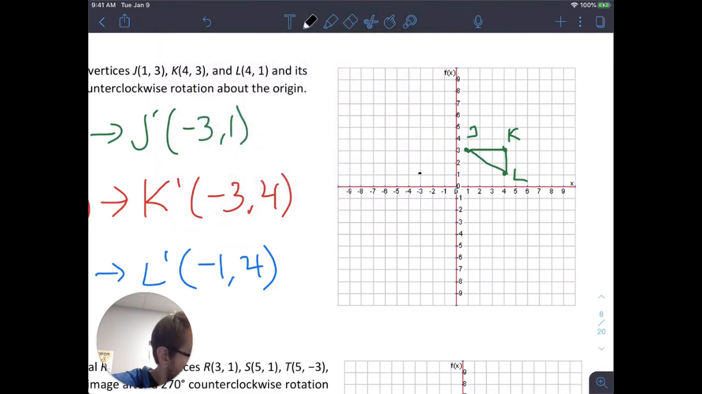-3, 1, -3, 4, -1, 4. There's J prime, K prime, and L prime. And so there, this triangle has been rotated 90 degrees. That's what the rotation would look like. Okay? Again, those can be kind of hard to visualize sometimes, so that's why you really want to understand the rules to make sure that you're rotating it in the right way.